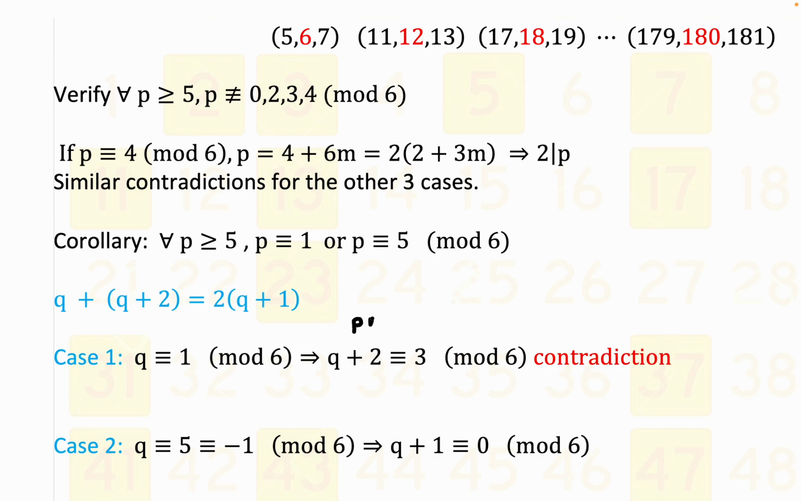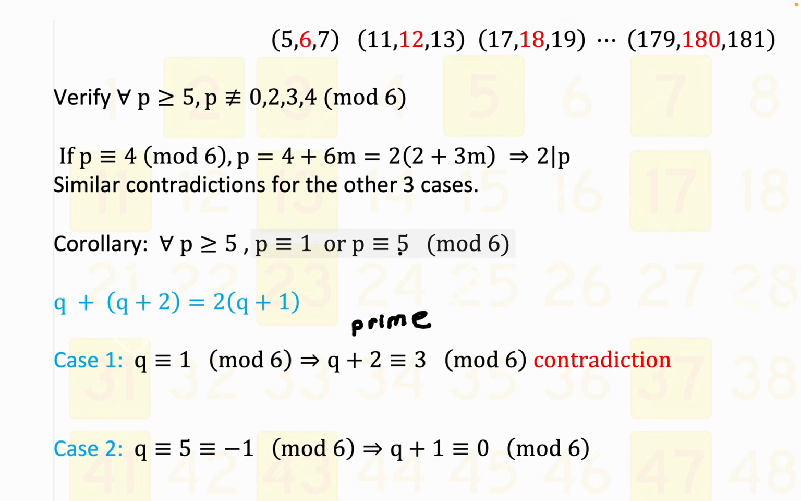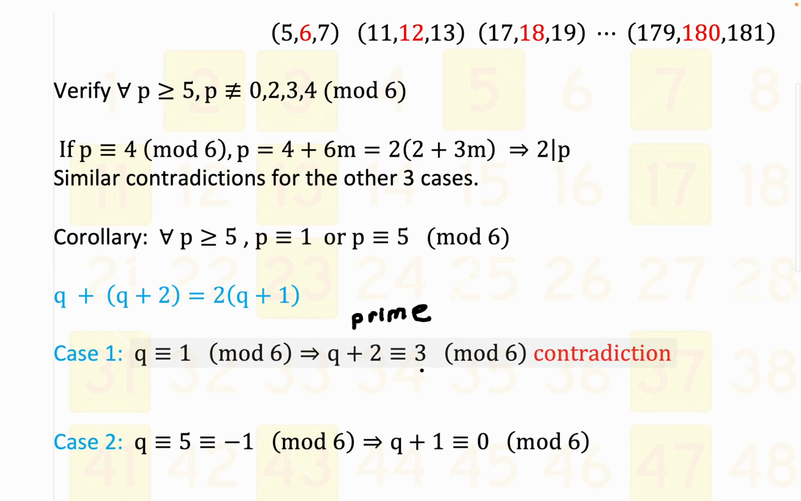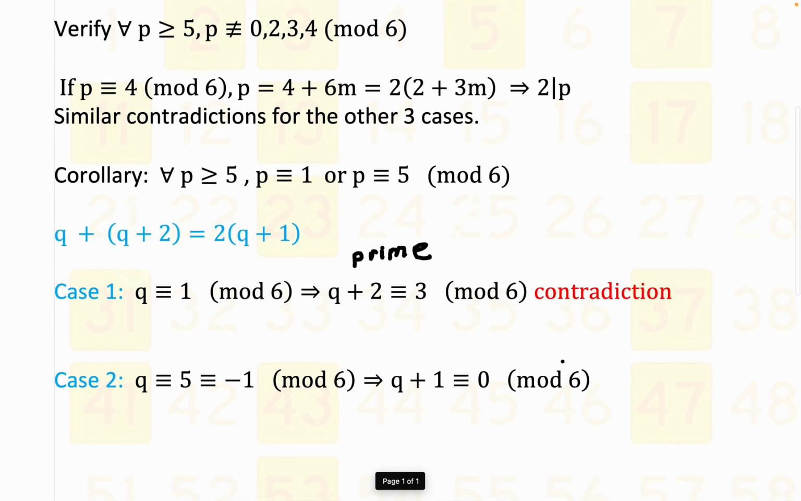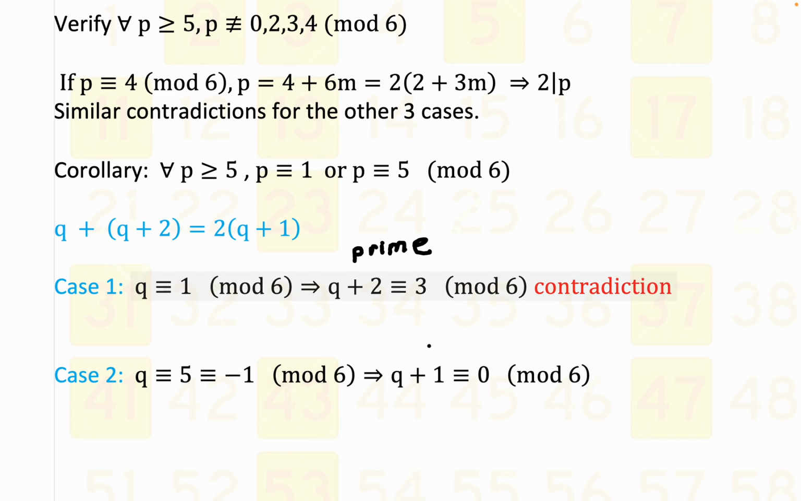So q plus 2 is prime. Right? And since it's prime, it has to be congruent to 1 or 5, right? But right here we have it's congruent to 3, so that's a contradiction. If you look at the list of numbers, this case doesn't work anyway. Now let's take a look at the case q is congruent to 5. Okay, and that's the other possibility here.